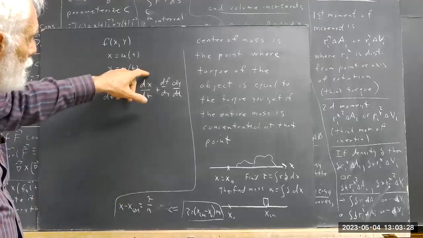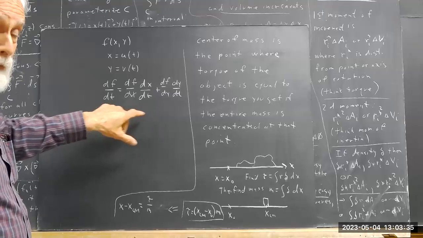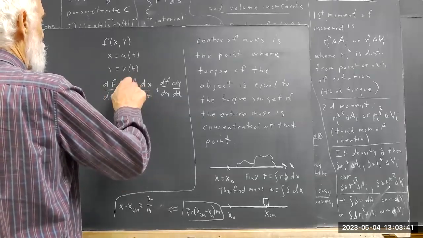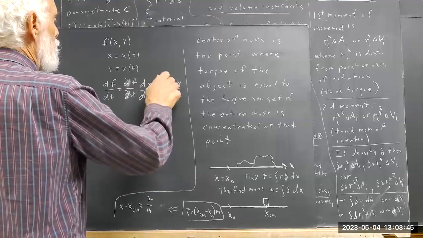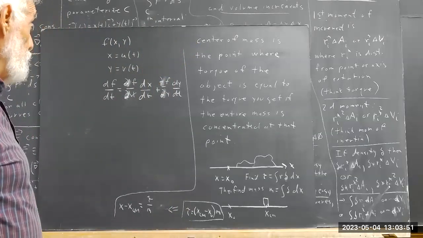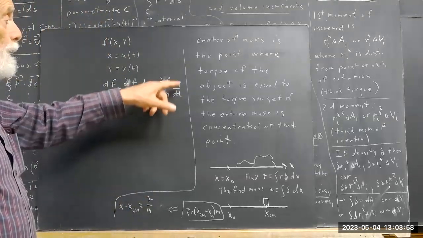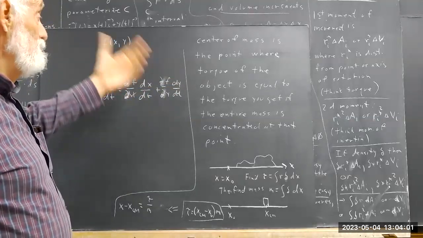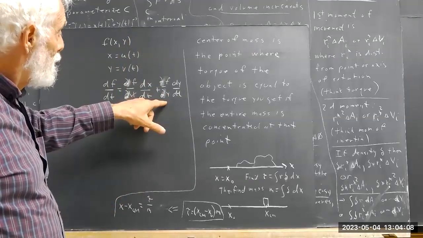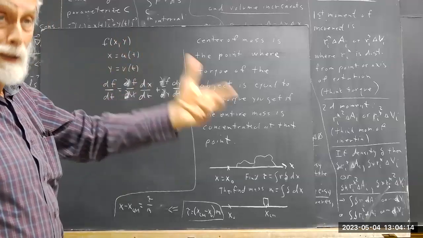So t drives x to change, and x drives f to change at the rates indicated by these derivatives. Each of those is a partial derivative of f with respect to x and y. Okay. Well, you can say the same thing about y. If t causes y to change, say y changes by 5 units per unit of t, and a change in y causes f to change by -5 times that many units.